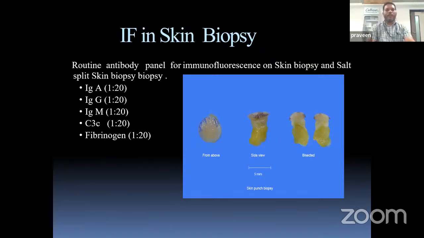We have done in our laboratory the routine antibody panel for immunofluorescence on skin biopsy and salt split biopsy. The routine parameters are immunoglobulin A, immunoglobulin G, immunoglobulin M, C3c, and fibrinogen, at a ratio of 1:20. At that ratio, we dilute our antibodies.